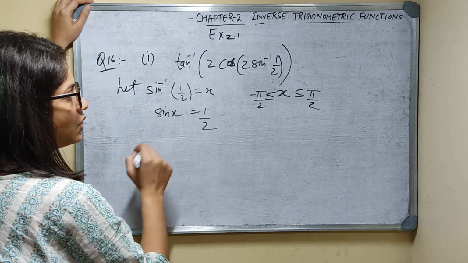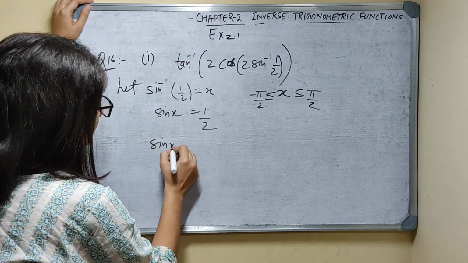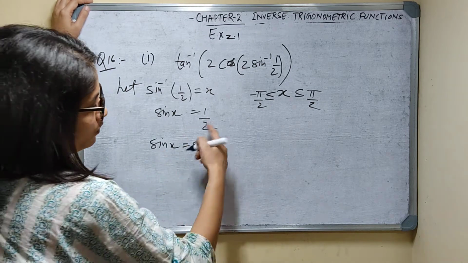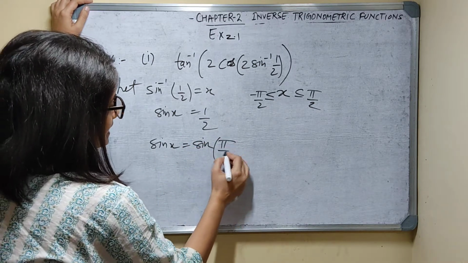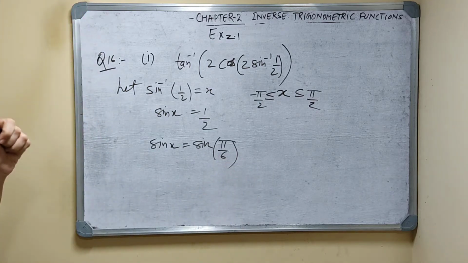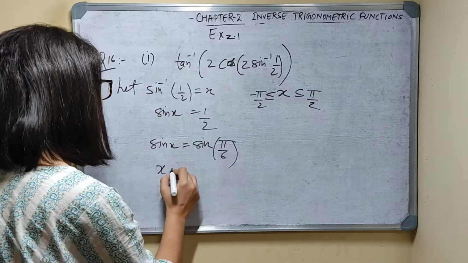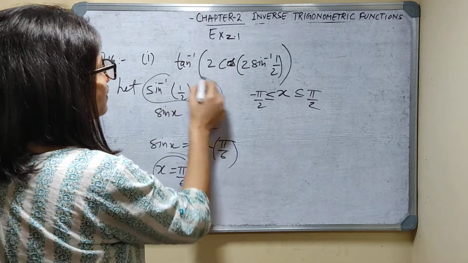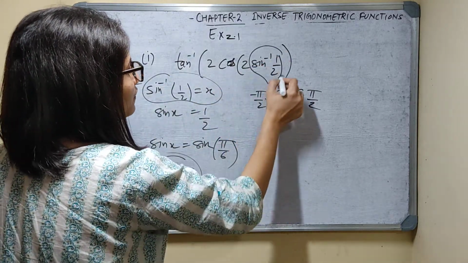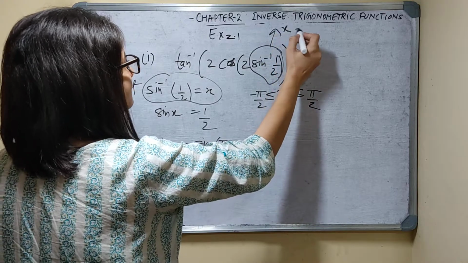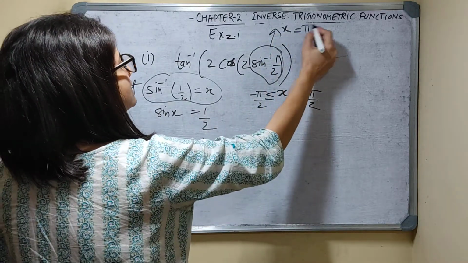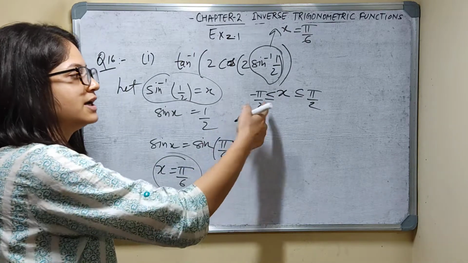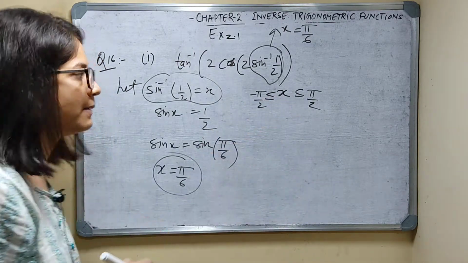So sin x is equal to 1 by 2. I can write sin of 30 degrees is 1 by 2, which is pi by 6. Sin x is equal to sin pi by 6, which means x value is pi by 6. So at the place of sin inverse 1 by 2 it is x, equal to pi by 6. And it satisfies this condition: 30 degree, pi by 6, lies between minus pi by 2 to pi by 2.